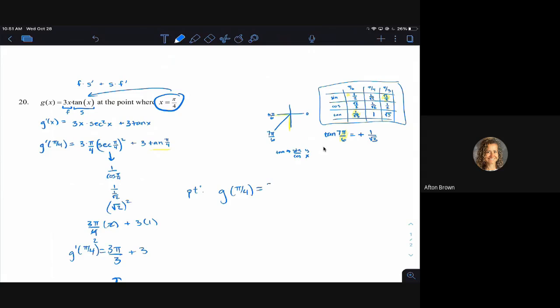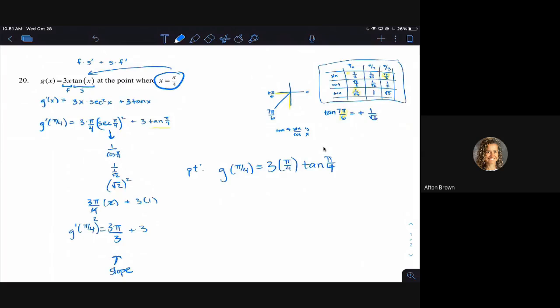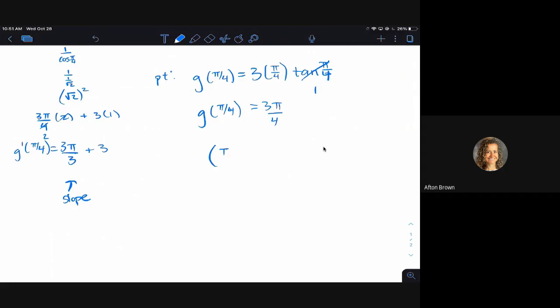The original function was 3 times x times tangent of that x value. What is tangent at pi fourths? 1. Fortunately, that's pretty easy. So g at pi fourths is just equal to 3 pi fourths. Still pretty ugly. So the point is pi fourths, comma 3 pi fourths.